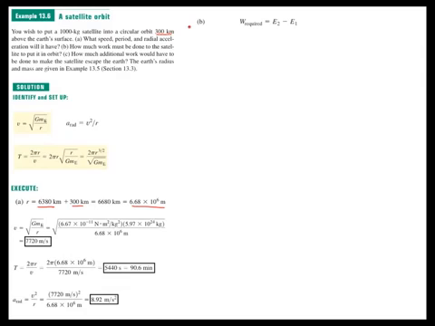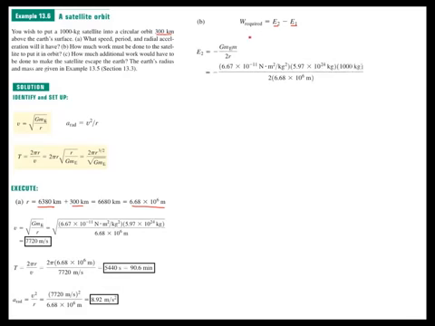Now let's turn our attention to the work needed to put the satellite in orbit. We're going to use conservation of energy. In the final position, the satellite has a total mechanical energy we're going to call E2. The initial position is on the launch pad and has a total mechanical energy E1.